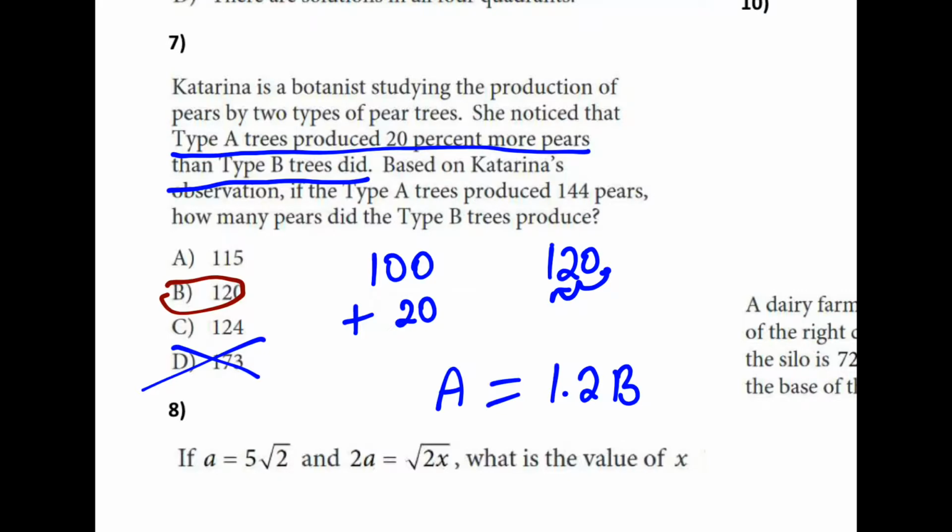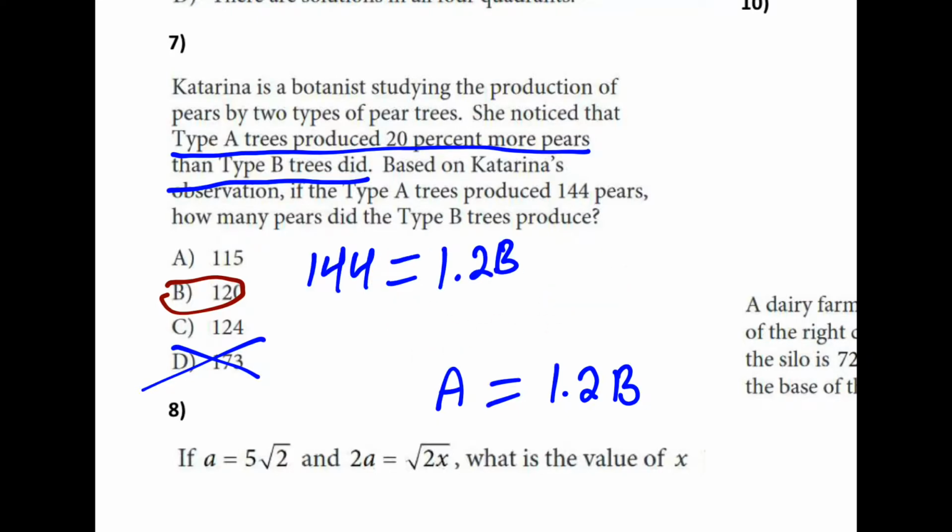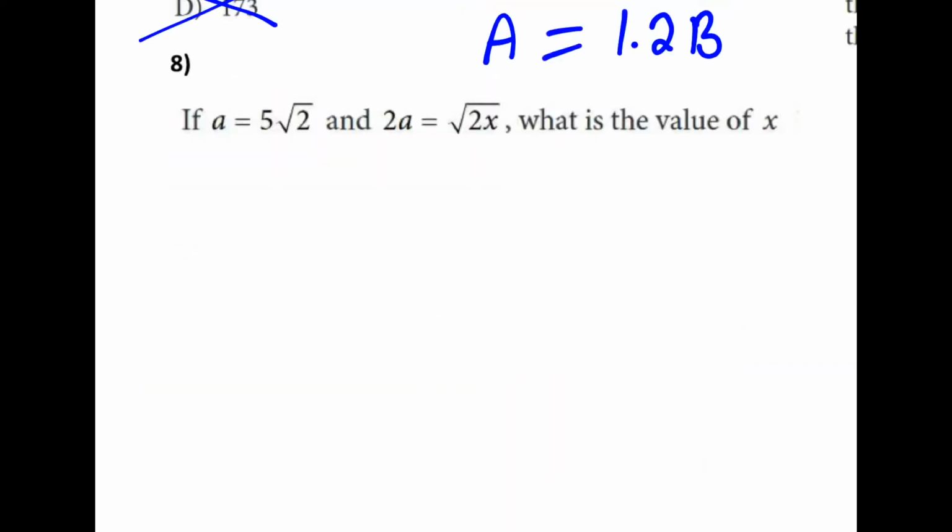We start off with the original 100% plus the 20% more. We move the decimal place over. So if we plug in 144 for A, we just divide both sides by 1.2 and get the same answer, 120. Number 8 is a radical problem.